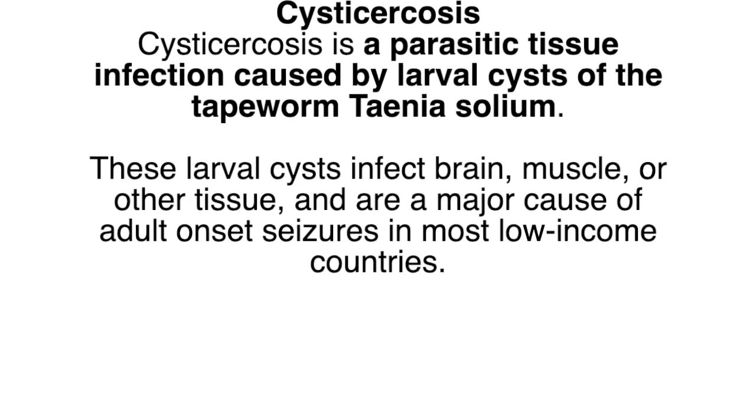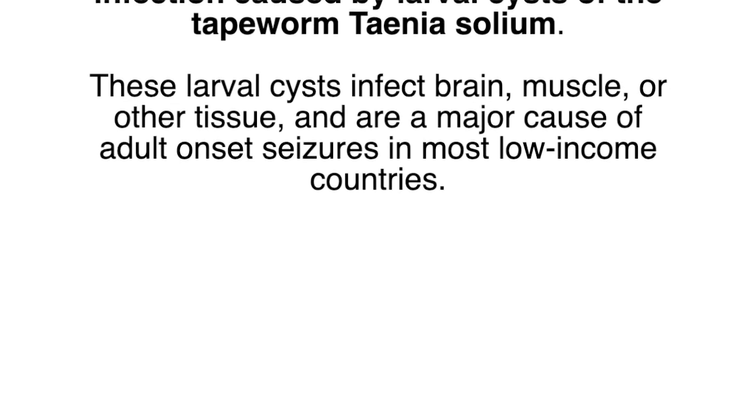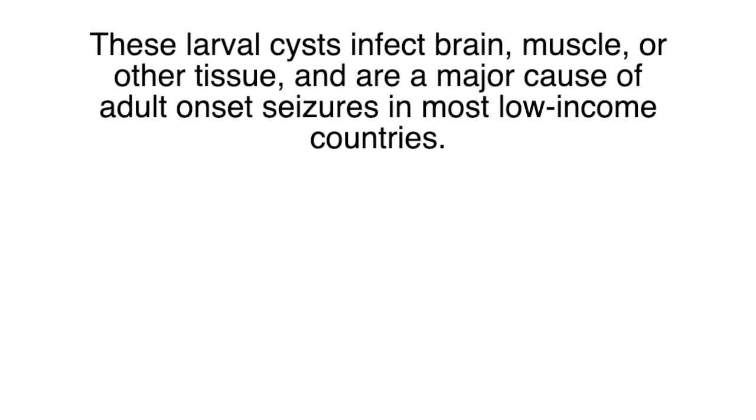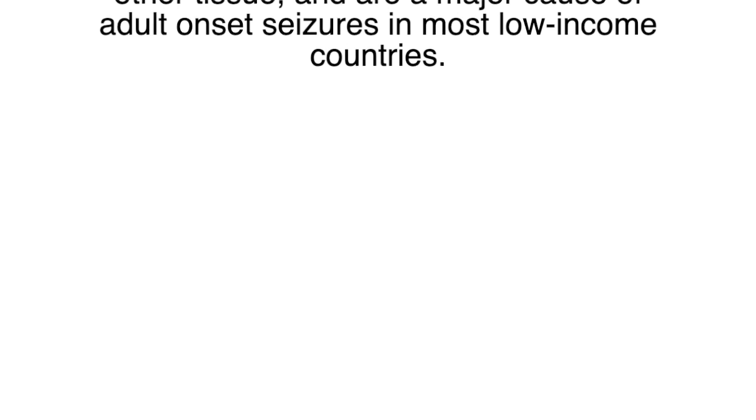Cysticercosis is a parasitic tissue infection caused by larval cysts of the tapeworm Taenia solium. These larval cysts infect brain, muscle, or other tissue and are a major cause of adult onset seizures in most low-income countries.